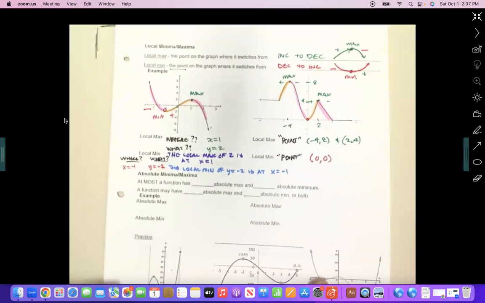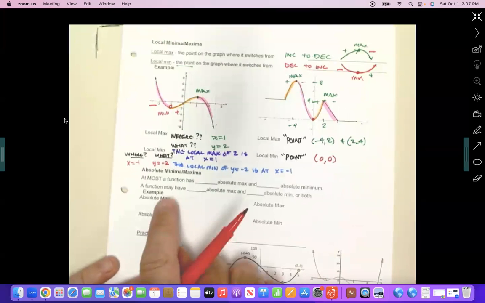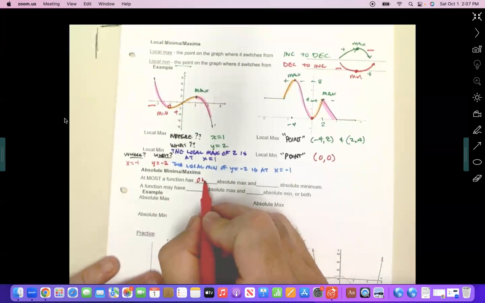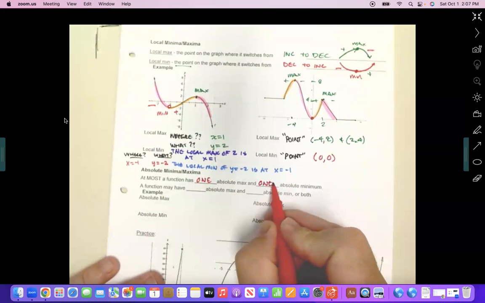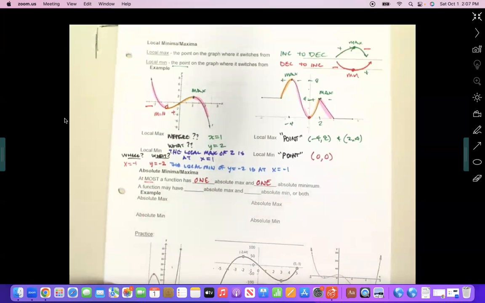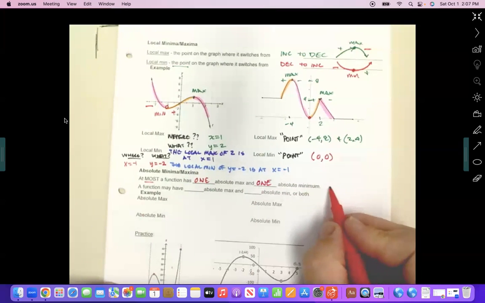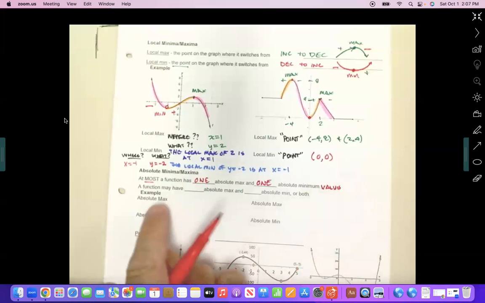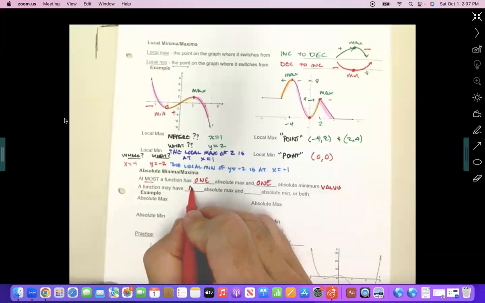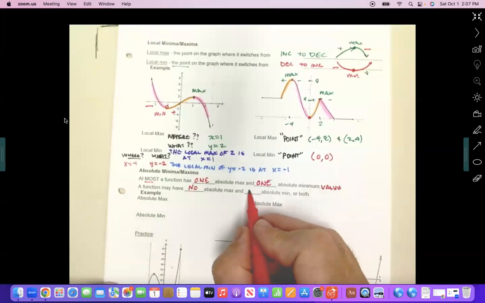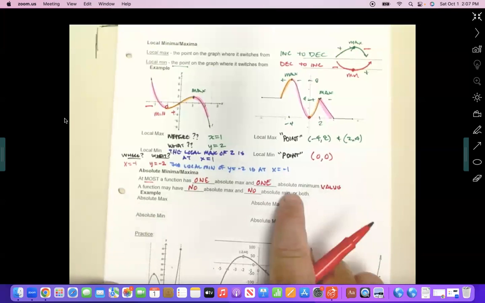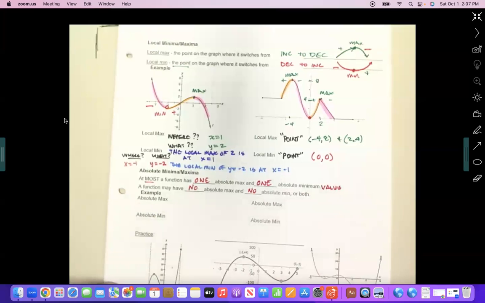Now let's talk about absolute max and absolute minimum. At most, a function has one absolute max and one absolute minimum, at most. A function may have no absolute max, and it might also have no absolute min. It might even have both of those. So when would we have these?